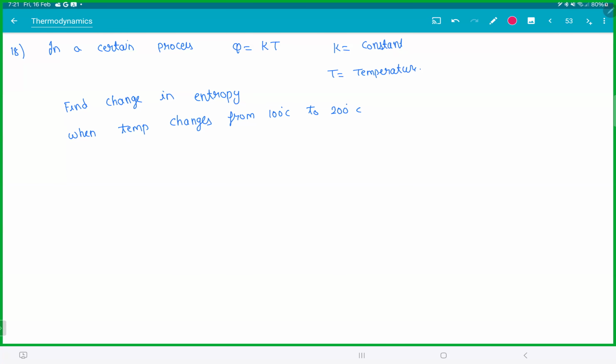Yep, you guys got it. So that is one thing you have to be careful about here. Temperature should be in Kelvin. So delta S is dQ by T. Q is equal to KT, so dQ is equal to K dT. This is K dT by T. Be careful, the limits are 373 to 473. There. Easy?